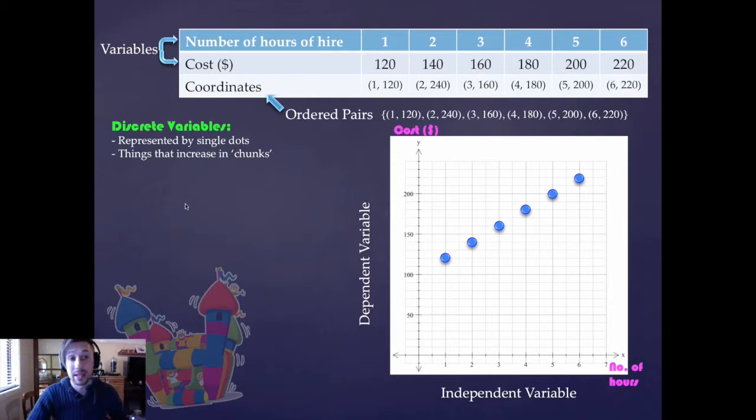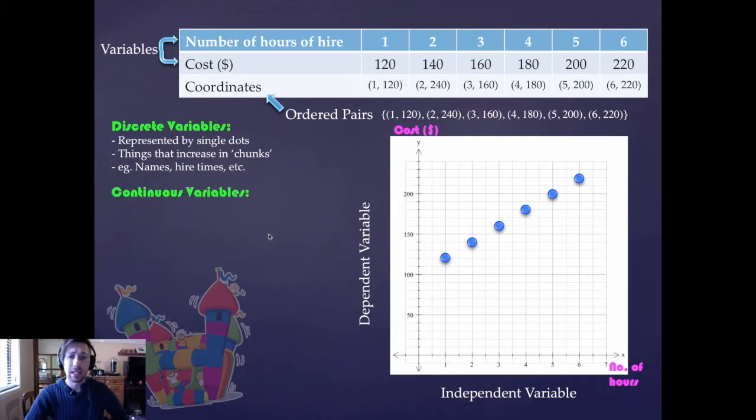And that's why that is a discrete variable, because it goes up 1, 2, 3, 4, 5, etc. You can't have 1.13 hours when hiring a jumping castle. And some other examples are things like names and hire times. So these are all discrete variables.